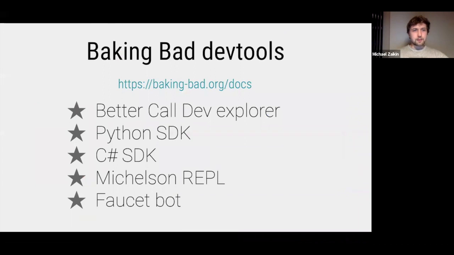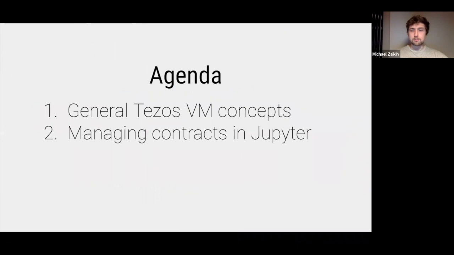So this is the list of the developer tools that we maintain. You can find more info on our site. And today I'm going to present you a few things. First of all, we are going to discuss several important concepts of the Tezos virtual machine, things that we believe developers should know before they start writing contracts on Tezos. And then we will move on to some practical stuff. We will write a simple contract in Jupyter, and then we will do some things with it. So we are going to deploy using the Python SDK and then interact with the contract using just your browser. So let's begin.